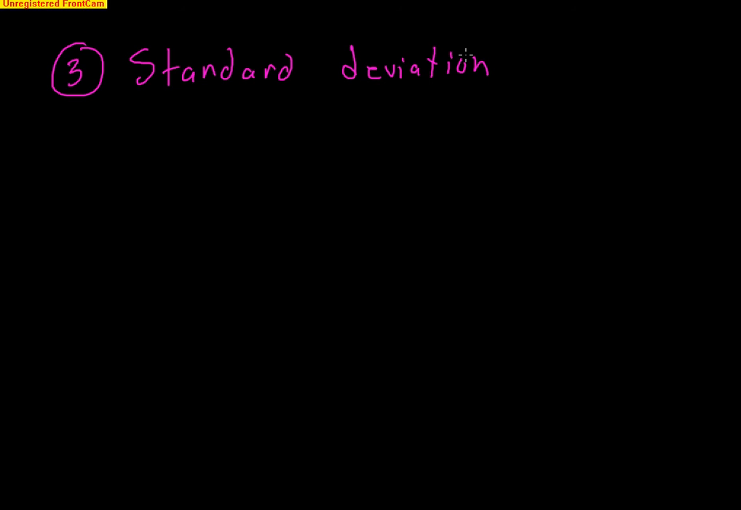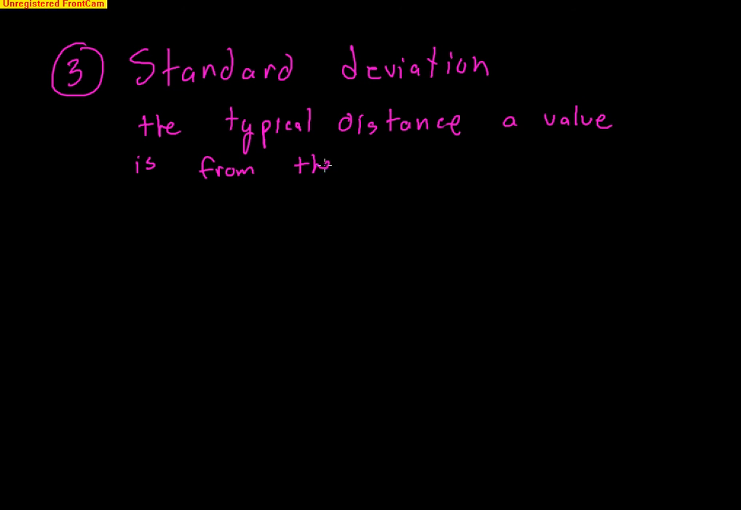Well, I want to talk about it a little bit. First off, it's a little bit tricky to find. The process just takes some time, but I'll show you. But what is the definition of a standard deviation? It is the typical distance a value is from the mean. So it's a typical distance a value is from the mean.